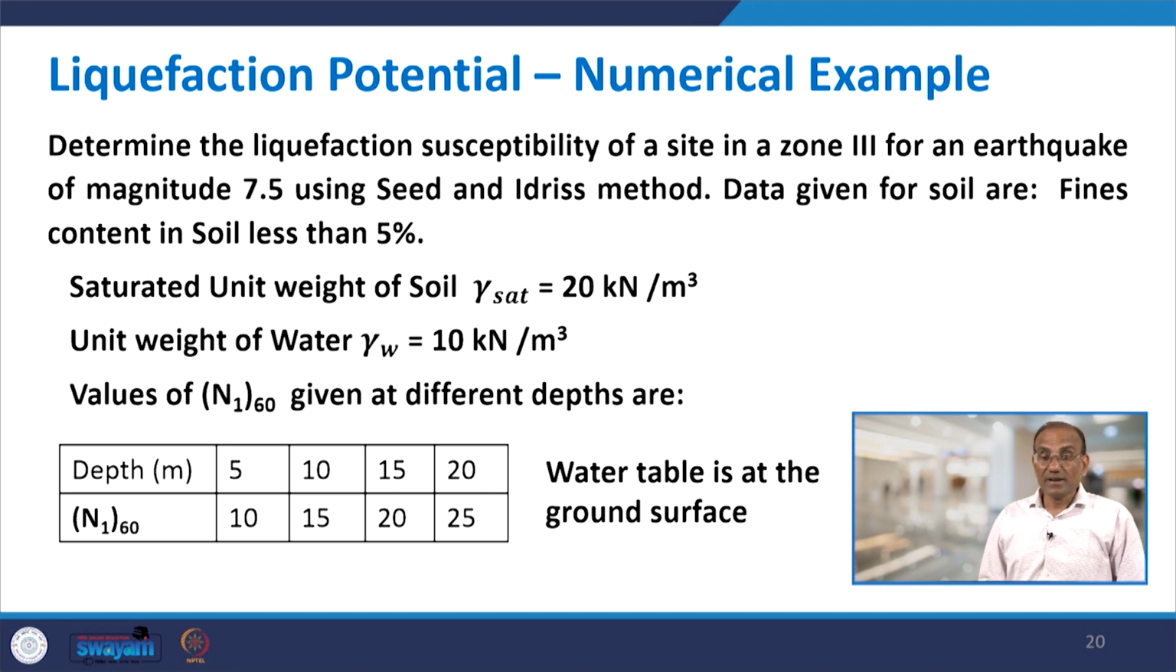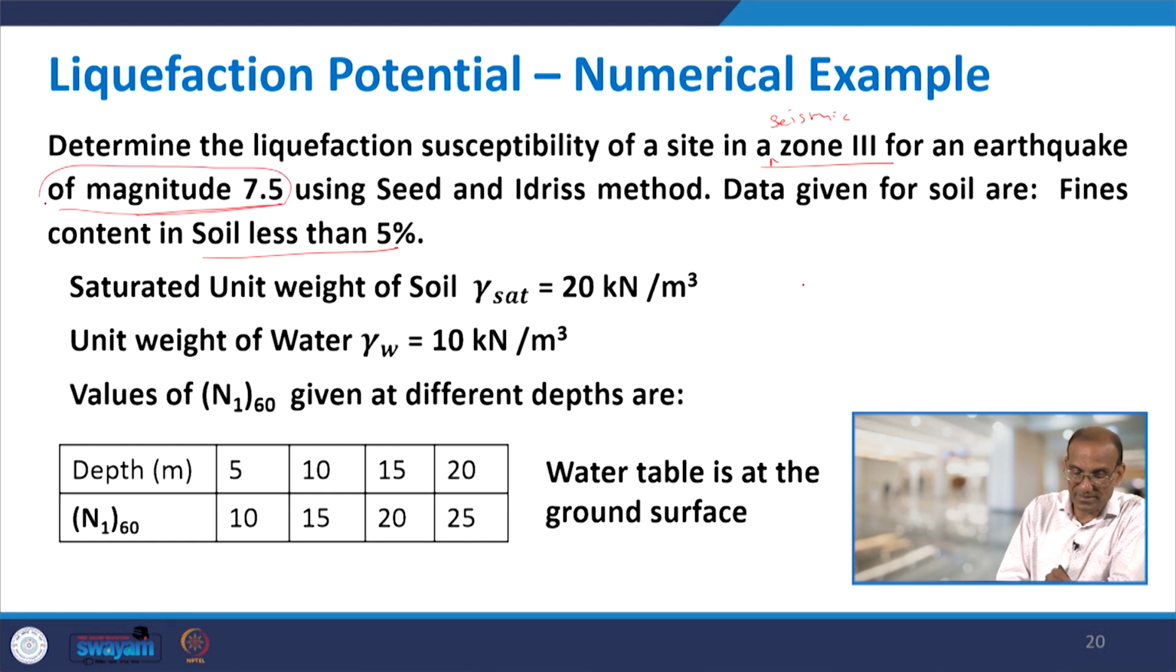It says: determine the liquefaction susceptibility of a site in zone third. This is seismic zone third, for an earthquake of magnitude 7.5, using the Seed and Idriss method. The data given for the soil are: fines content in soil less than 5%, and magnitude of earthquake is 7.5. So, that means you need not apply correction for magnitude.